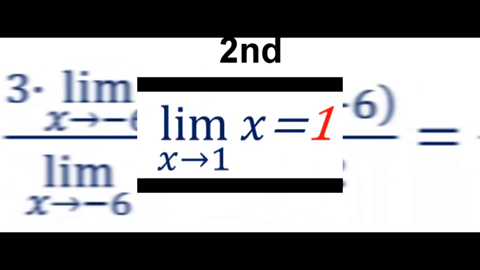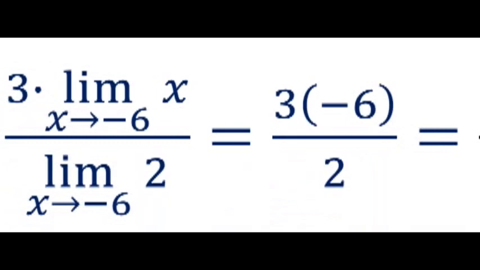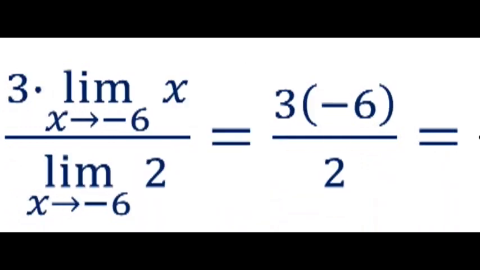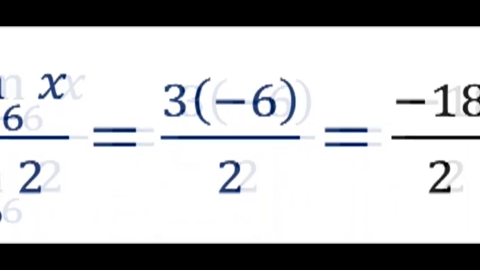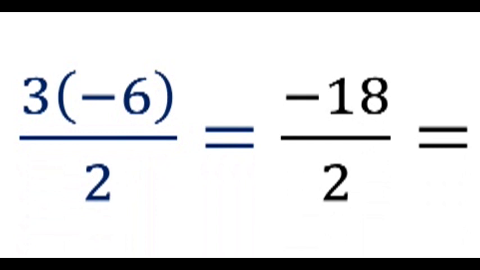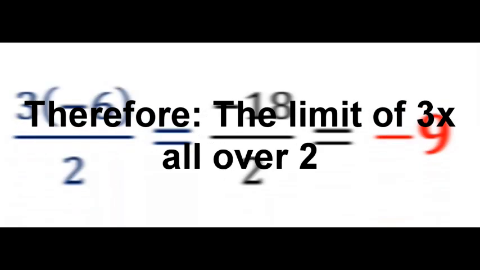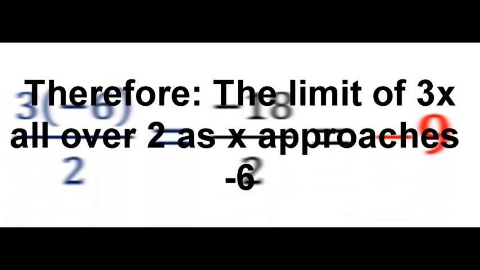Remember the second theorem. Okay, and then the denominator gives us 2. Remember that is theorem number 1. So 3 times negative 6 gives us negative 18. And copying the denominator, what is negative 18 divided by 2? It gives us negative 9. Therefore, the limit of 3x all over 2 as x approaches negative 6 is negative 9.